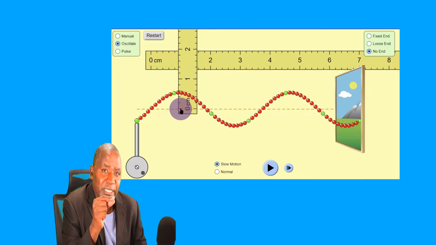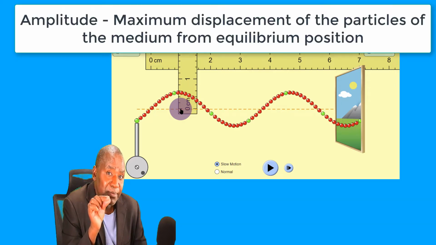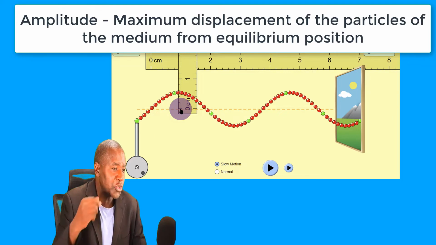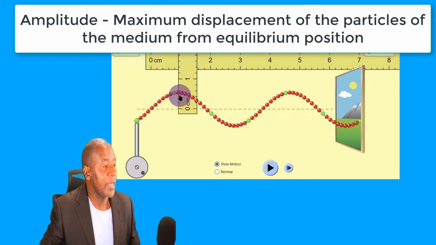Maximum displacement of the particles of the medium from equilibrium position or from the mean position. You might want to pause and write that one down. Amplitude is the maximum displacement of the particles of the medium from equilibrium position. Now, because it is some kind of distance, actually distance in a specified direction, it has the SI units, meters. So that is how we measure amplitude.